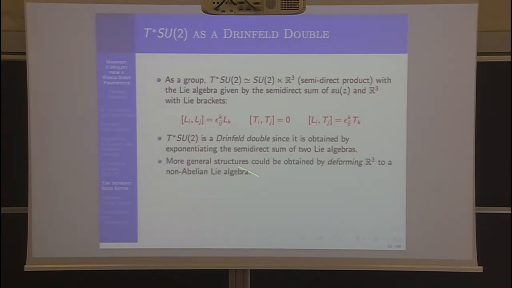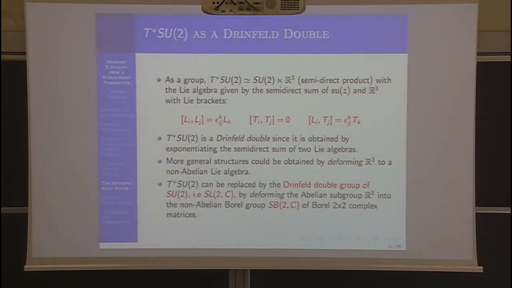But a more general structure could actually be obtained by deforming this R3 to a non-abelian Lie algebra. And actually, the T-star SU2 can be replaced by the Drinfeld double group of SU2, since we have seen that SL2C is a Drinfeld double that can be decomposed in SU2 and SB2C. We can think of deforming R3 in such a way that T-star SU2 is replaced by the Drinfeld double given by SL2C. And this is actually what we have done.